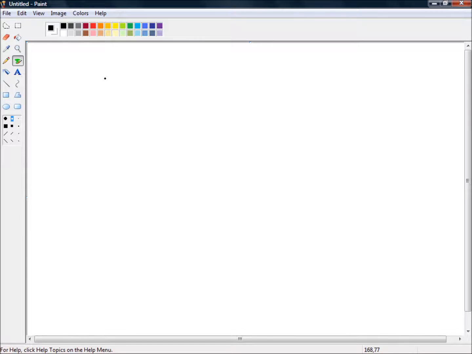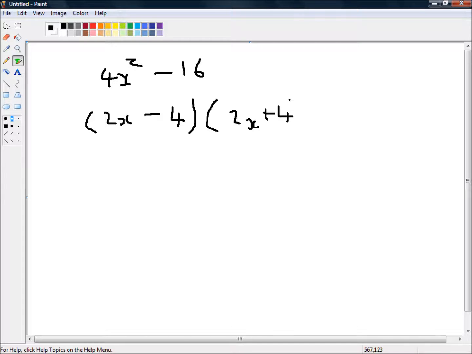Let's pick something like 4x squared minus 16. Okay, so to take the difference of two squares here, all we're doing is taking the square root of 4, which is 2. Square root of x squared is just x, and then minus the square root of 16 is 4, and then that goes into 2x plus 4, and that is all there is to it. It is just that easy.